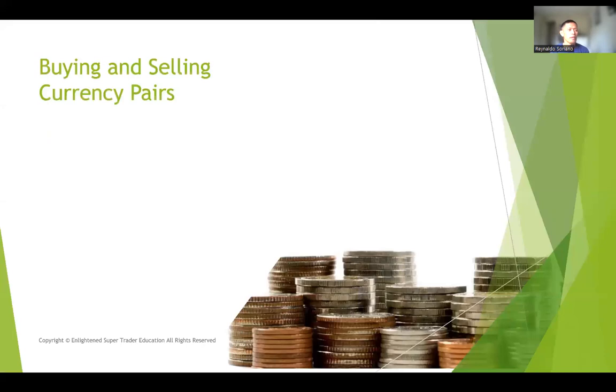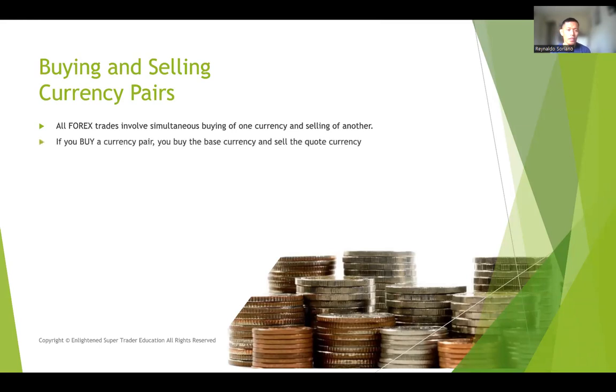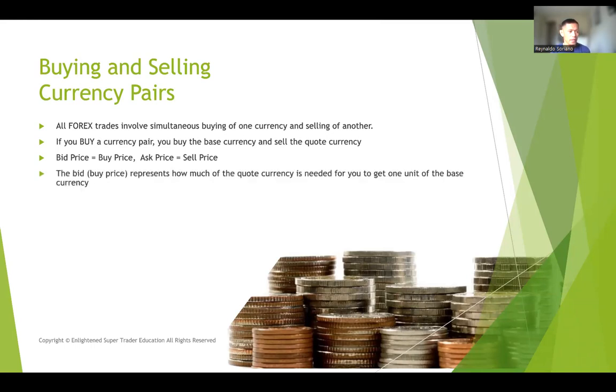So buying and selling currency pairs, how does it work? Well, all Forex trades involve simultaneous buying of one currency and selling of another currency. So if you buy a currency pair, then you buy the base currency and you're selling the quote currency. There's also terminology about the bid price and the ask price. What does it mean? Bid price is simply what we call the buy price, and the ask price is simply the selling price. So the bid price, which is the buying price, represents how much of the quote currency is needed for you to get 1 unit of the base currency.